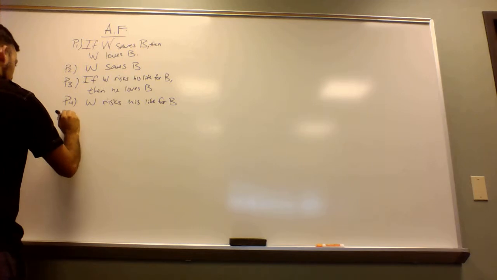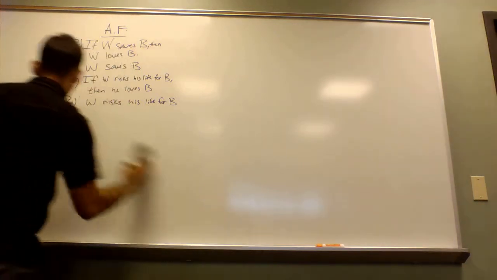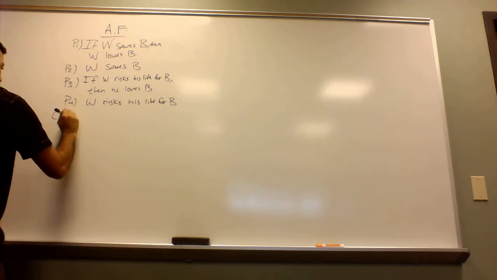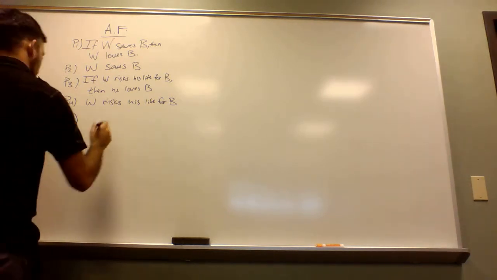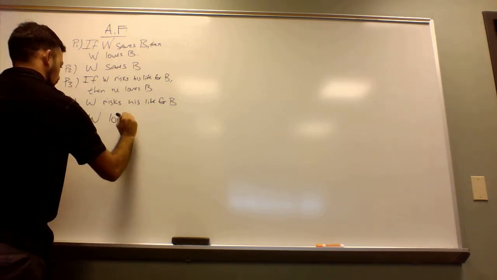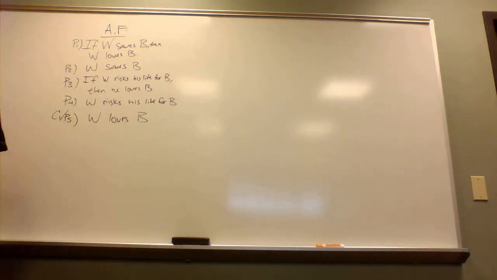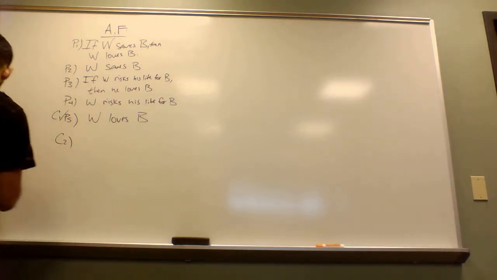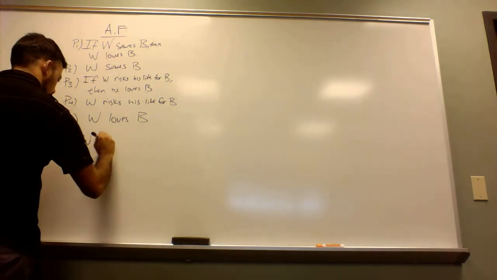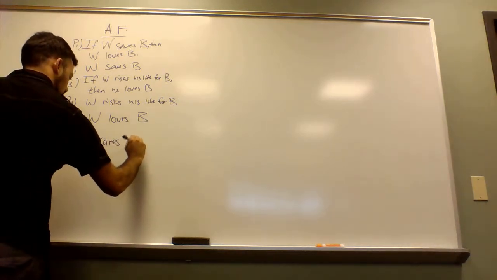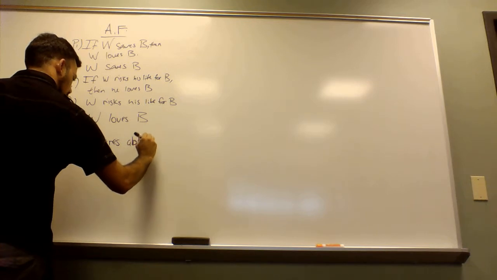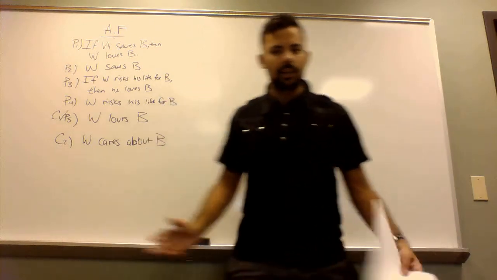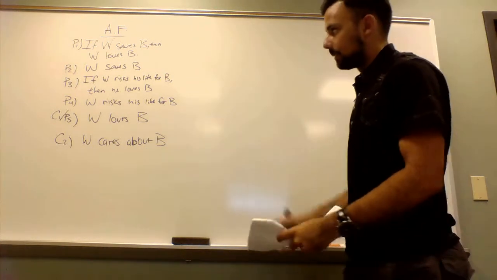So conclusion one, the first conclusion that we can draw, which will also be used as the fifth premise, is that W loves B. And the second conclusion that we come to, the ultimate conclusion, is W cares about B, right? And obviously W stands for Wesley, B stands for Buttercup. I didn't necessarily want to write Buttercup six times.